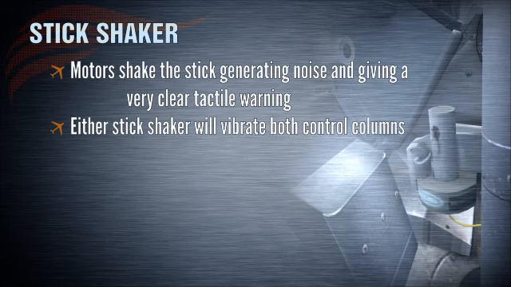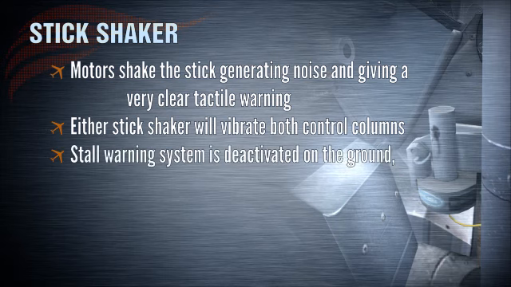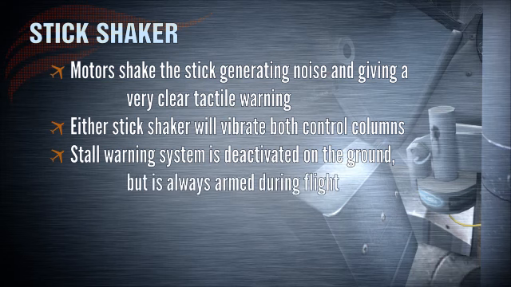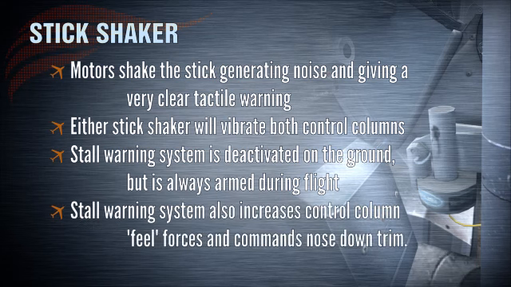Either stick shaker will vibrate both control columns through interconnects beneath the cockpit floor. The stall warning system is deactivated on the ground, but armed at all times in flight. In addition to activating a stick shaker, the stall warning system also increases control column feel forces to discourage the pilot from aggravating the stall. The flight control computers also command nose-down trim on the horizontal stabilizer. The auto-slat system provides a further layer of protection, and we cover all of these in the flight controls lessons.